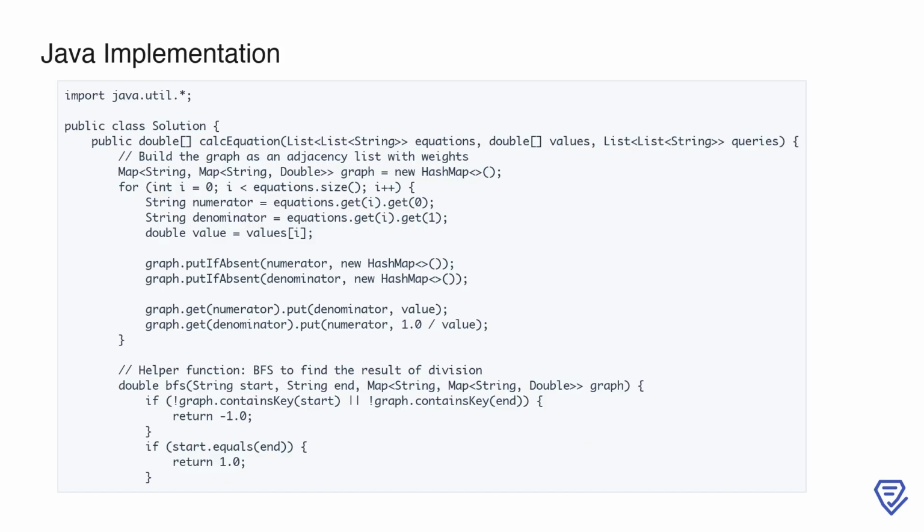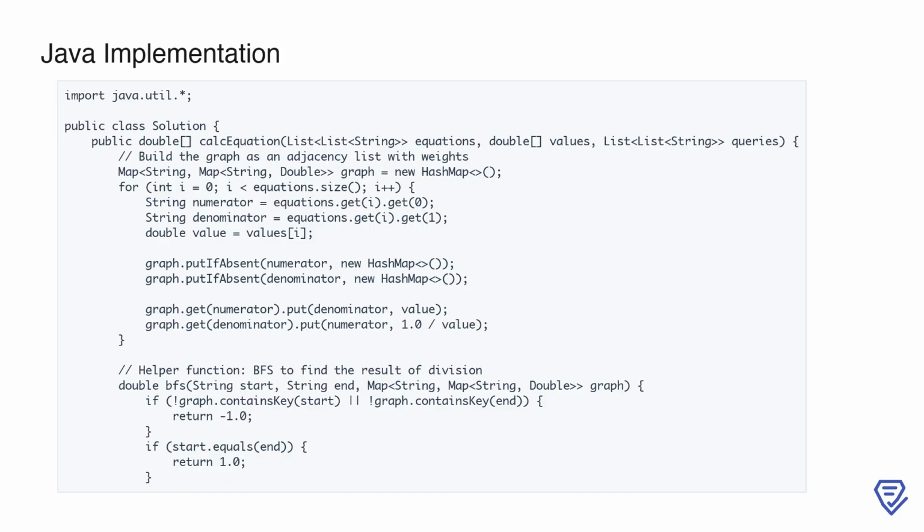To achieve this, we first construct a graph represented as an adjacency list, where each node corresponds to a variable, and each edge has a weight representing the division value between two variables. Inside the loop, for each equation, we extract the numerator and denominator, as well as the associated value. We then ensure both variables are present in the graph by initializing their adjacency maps if they aren't already.